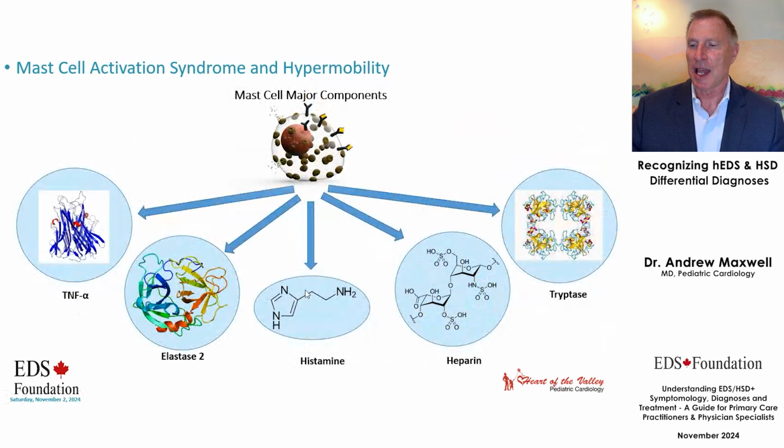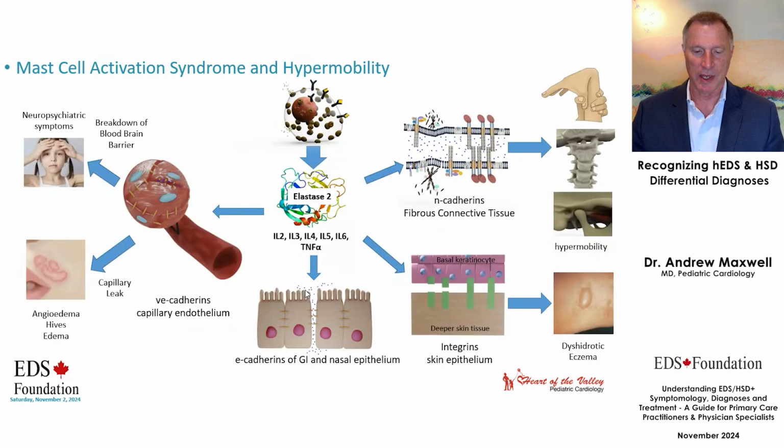So how do these tryptases and elastases affect patients that have hypermobility syndrome? As we said, mast cells secrete elastase. Elastase 2 specifically cleaves what are called cadherins. Cadherins are connector proteins in the body. They are responsible for holding fibrous tissue together. And so when they are broken down, they probably contribute to the tenderization of connective tissue, making a person a little bit more hypermobile than they would be otherwise.